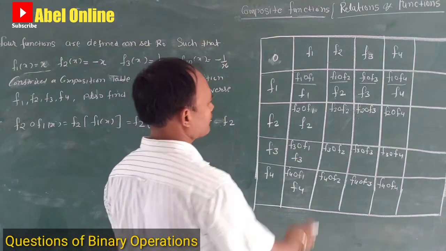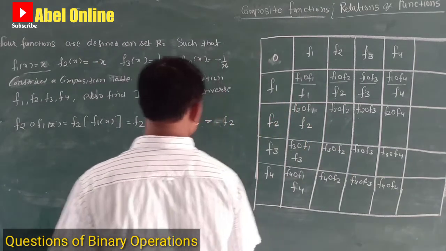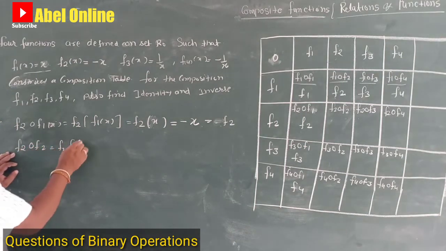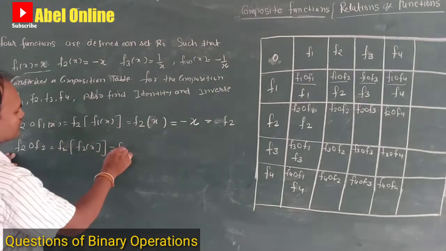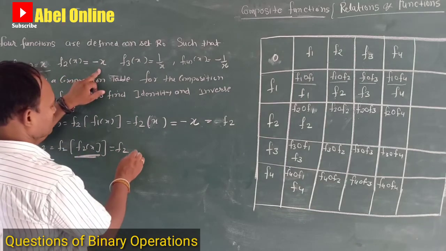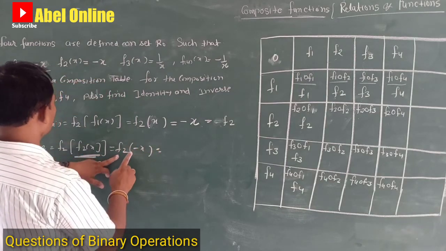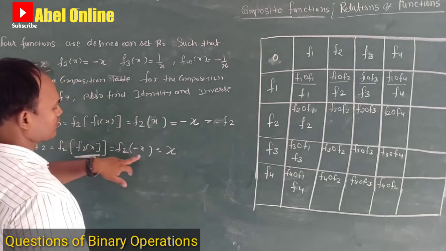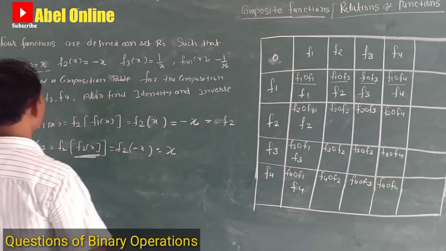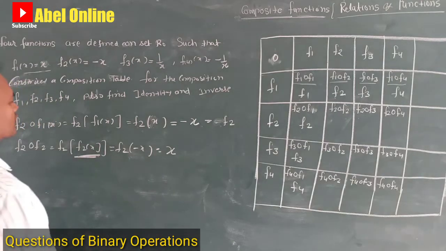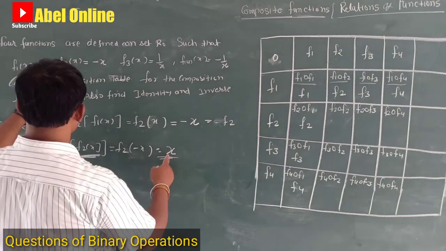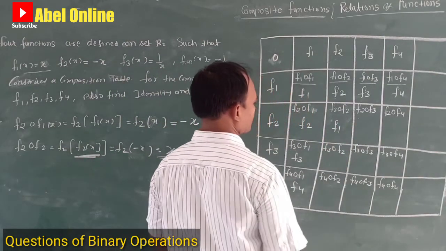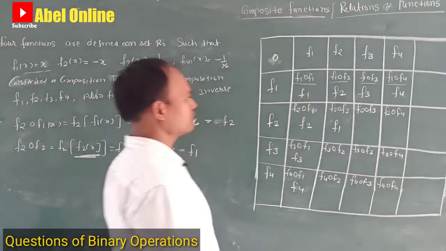Okay, next one is f2 o f2. f2 of f2(x): the value of f2(x) is minus x, and f2 of minus x equals x, and the value x means this is f1, so we can write f1. Now f2 o f3.